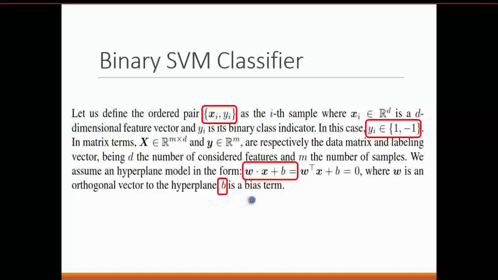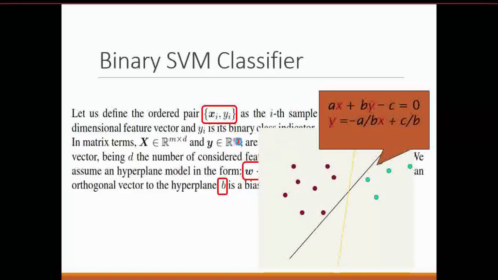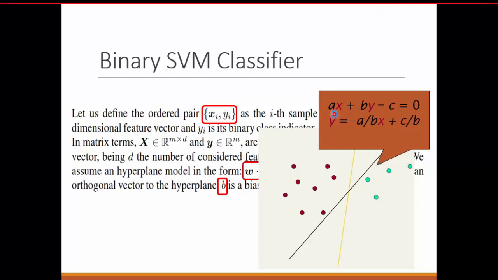Then, recalling that image at the beginning, this is the general equation of a hyperplane, being a simple line in a two-dimensional representation. A and B will be W1 and W2, the entries of the W vector, and C divided by V will be the bias term. And this W is perpendicular, or in general orthogonal, to the hyperplane we choose to classify our data. Okay.